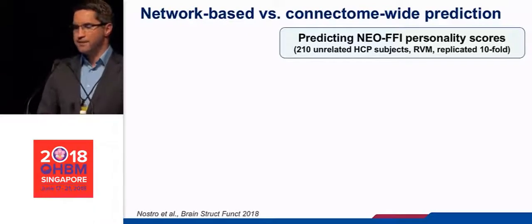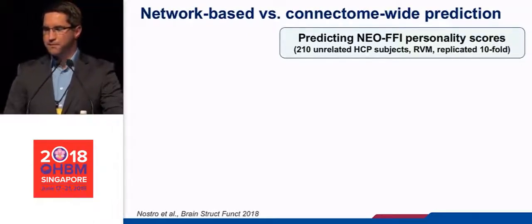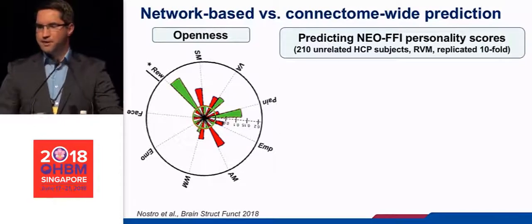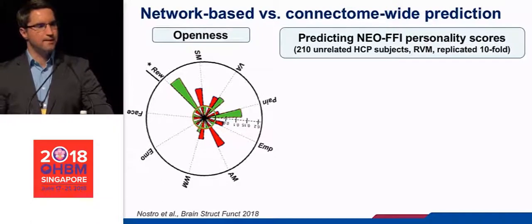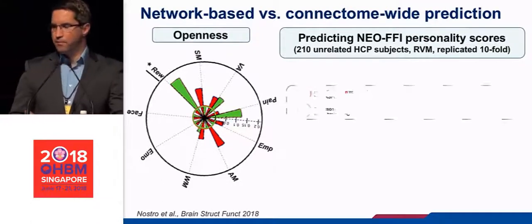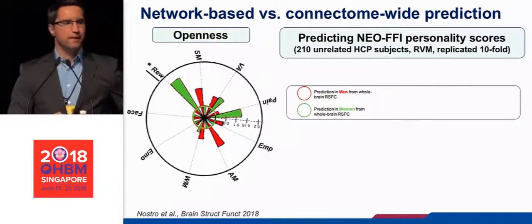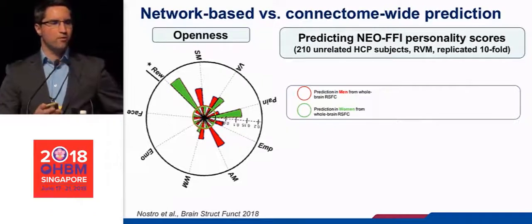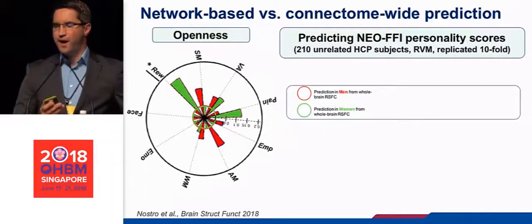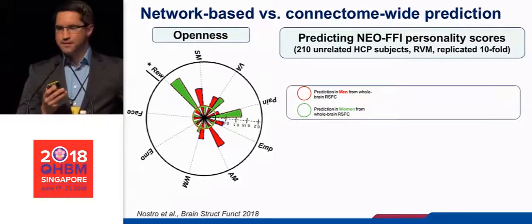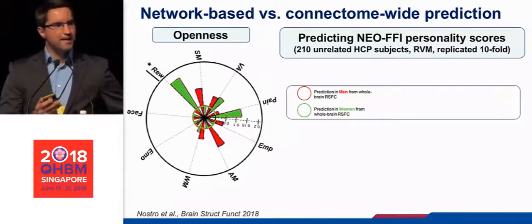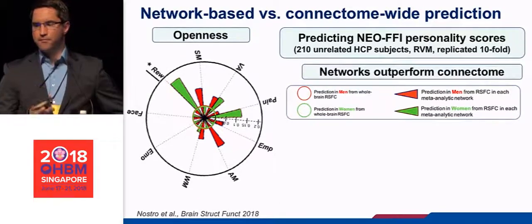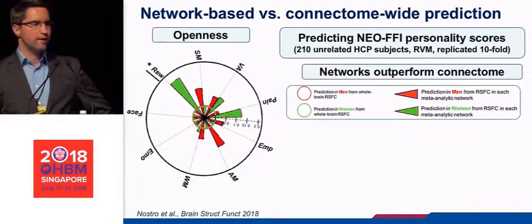So what I'm showing you here is data that was just published on the NEO-FFI personality scores. And for the interest of time, I just show one here, and that's the personality dimension of openness. Now, what you see here, the circles in the middle, that's the classification performance using whole connectome classification. So what you see quite nicely is that a series of networks, these are the individual networks, a couple of networks substantially outperform whole connectome prediction.